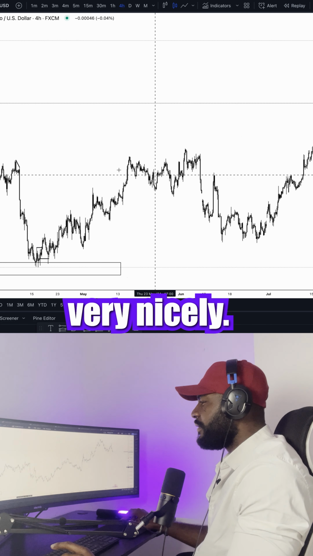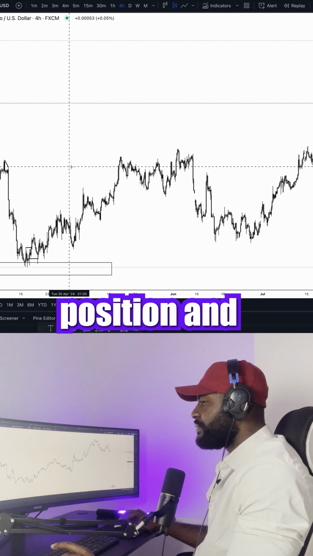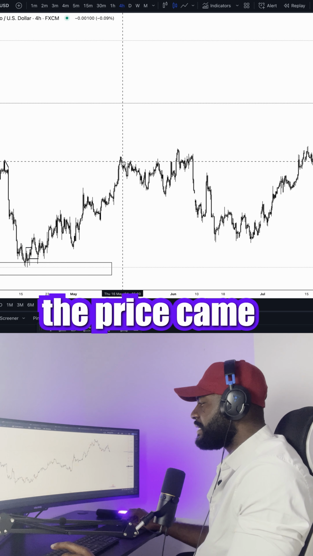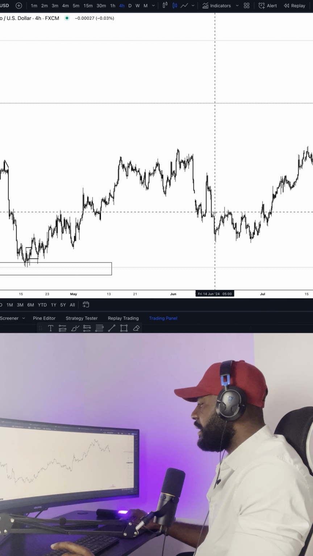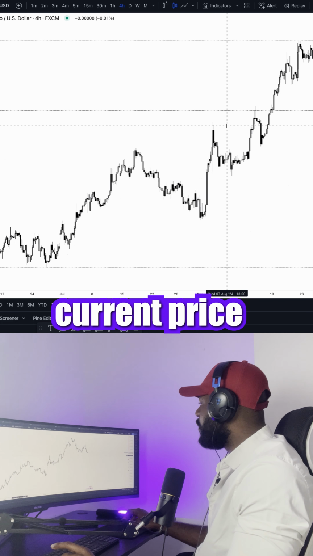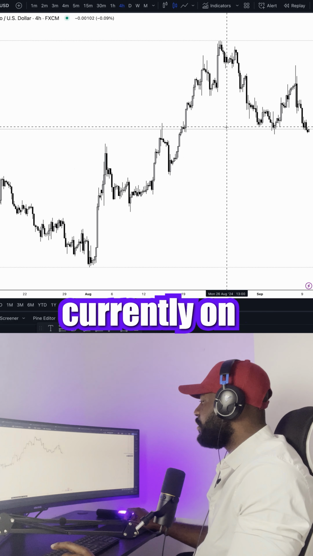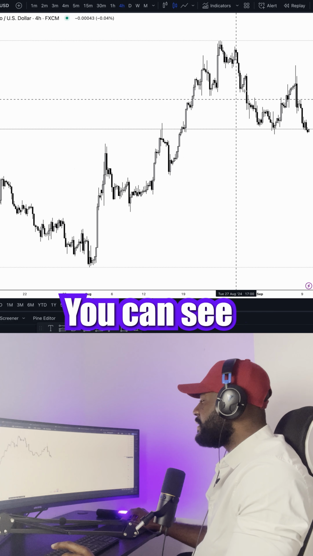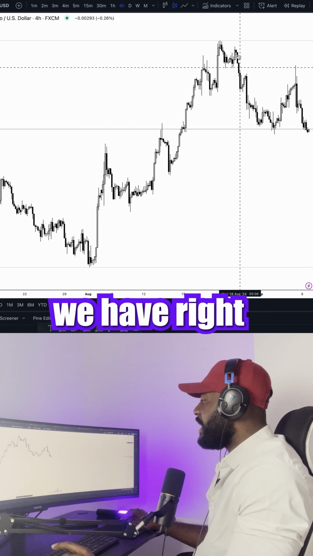As you can see very nicely with the key levels, price eventually smashed through that take profit position. This is the take profit position, and look how nicely price came in there, smashed it up, and then we saw another retracement to the downside. So with the current price action, we're currently on the 4-hour time frame. You can see another inefficiency we have right here.